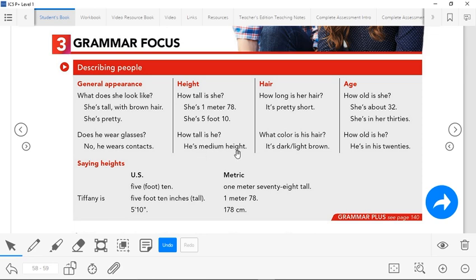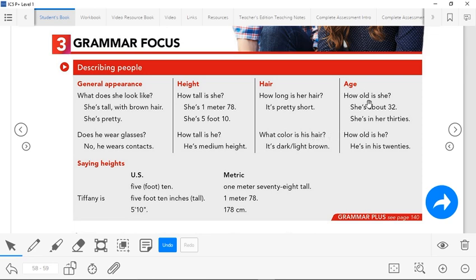You can also say he is medium height. If you don't know the specific height of the person, you can say, oh, he's medium height, he's tall, he's short. Okay. For the hair, we can say, how long is her hair? It's pretty short. It's long. Oh, it's medium. It's not so long. Okay. What color is his hair? It's dark brown, or it's light brown, or it's red. She dyed it. Yeah, it's red. You can say that. It's dark. It's light.